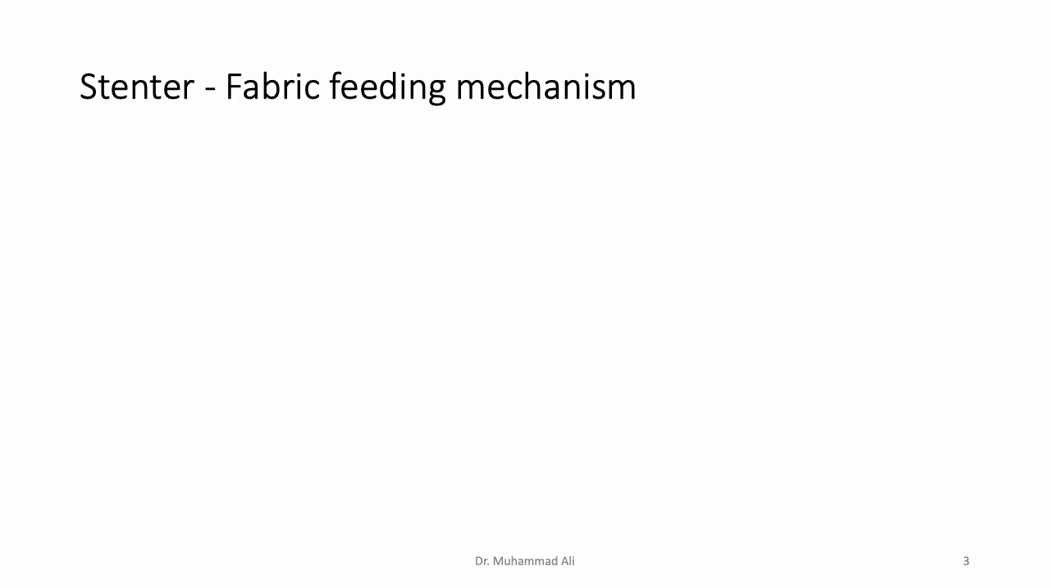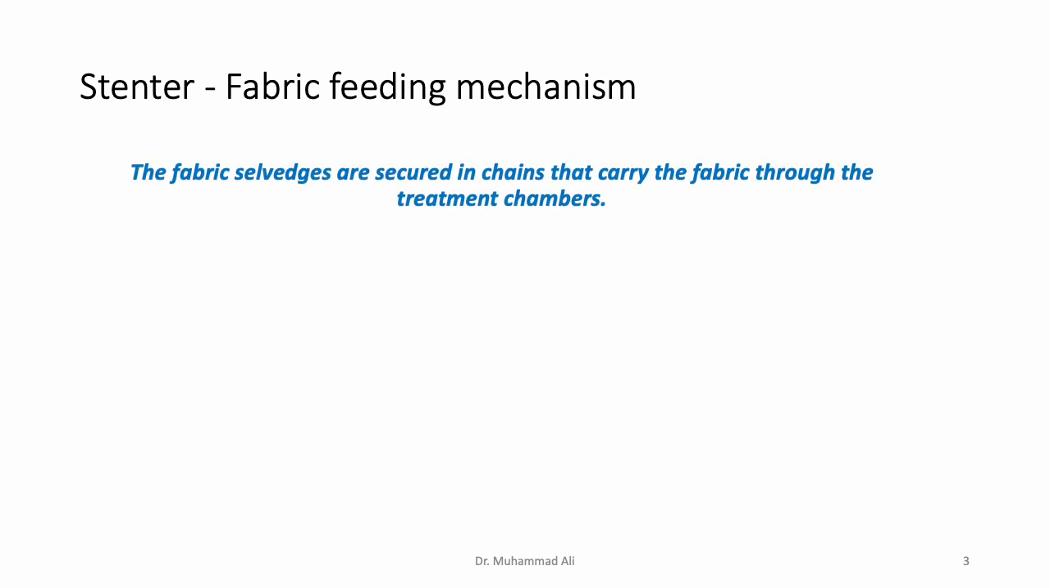So let's look at the fabric feeding mechanism. This is the first part in the actual Stenter frame, and it's responsible for forwarding the fabric in a very controlled manner. So let's quickly recall that in a Stenter, we only hold the fabric selvages in chains, and this is how the fabric is carried through the treatment chambers. So the role of the feeding mechanism in this Stenter is to ensure two things.